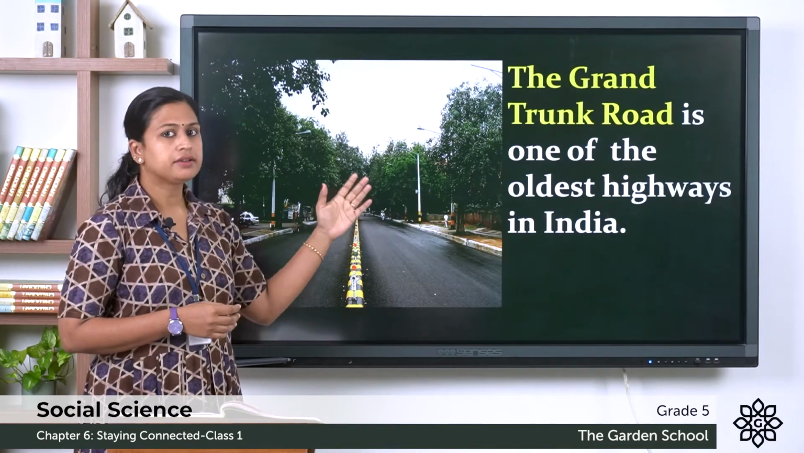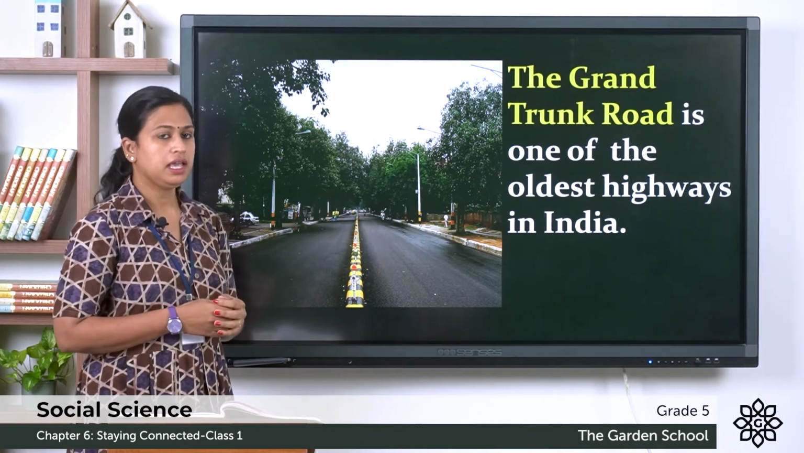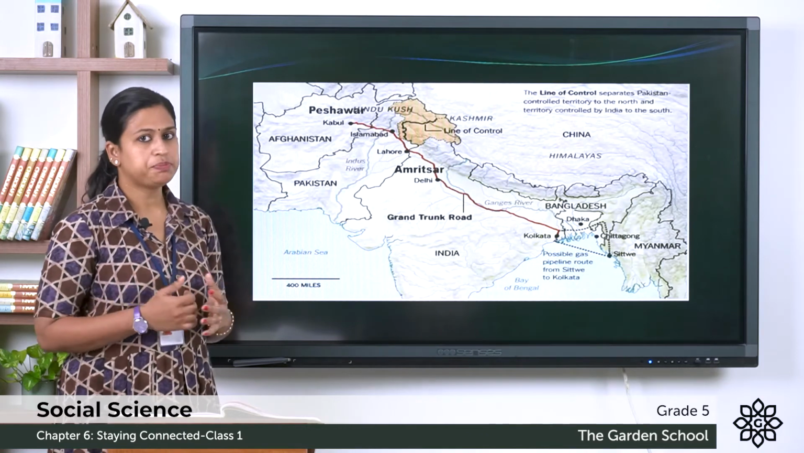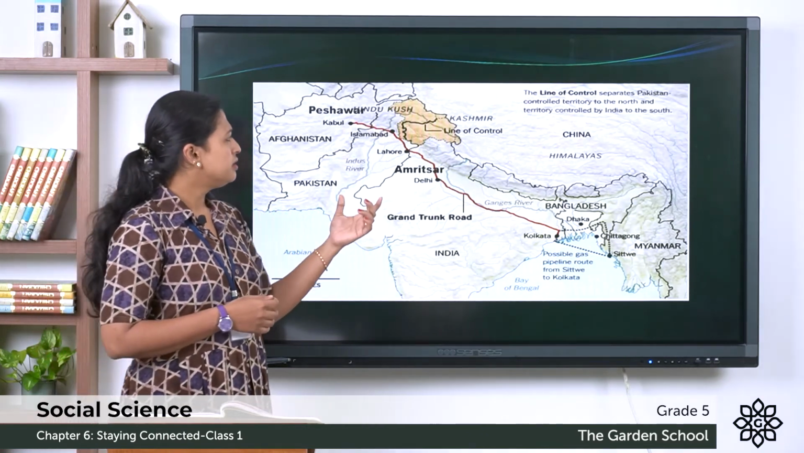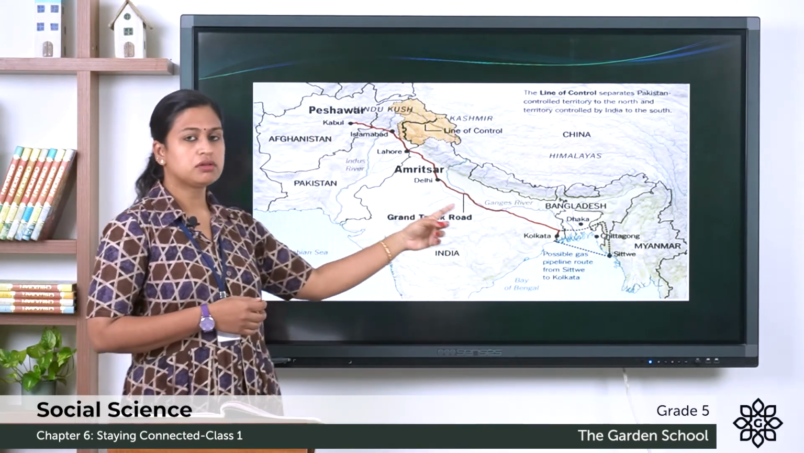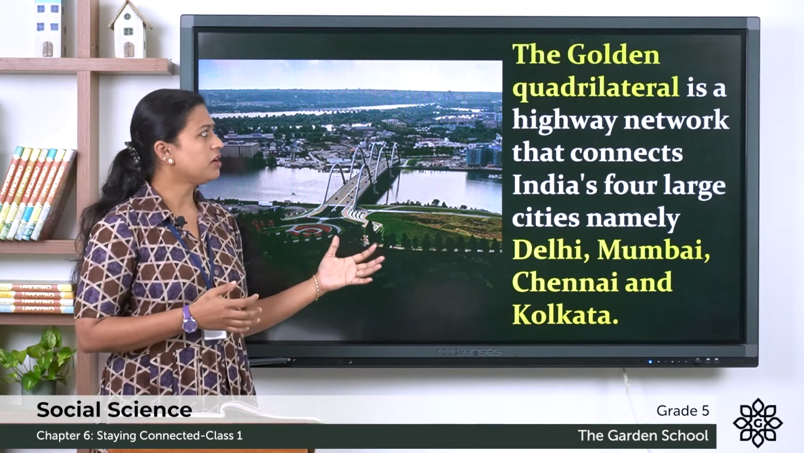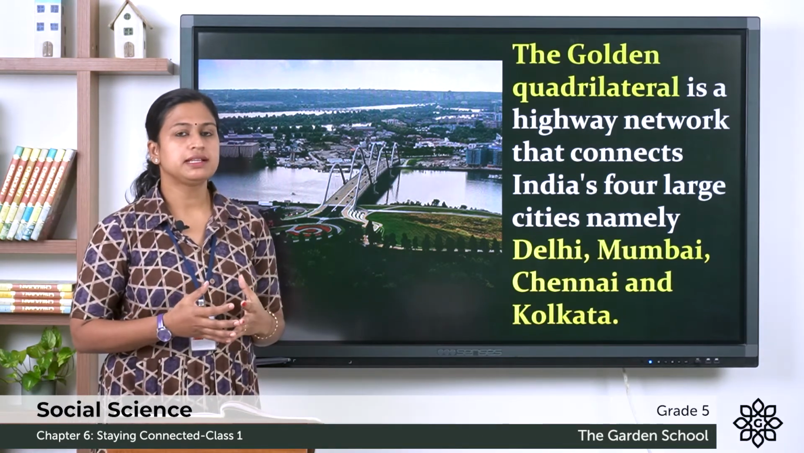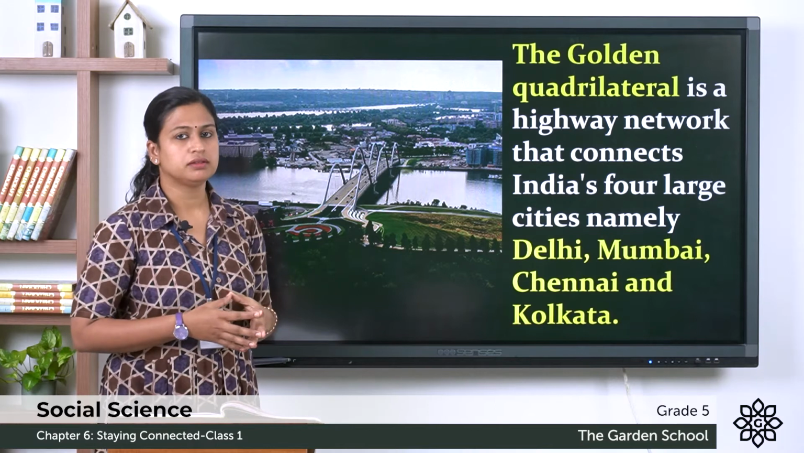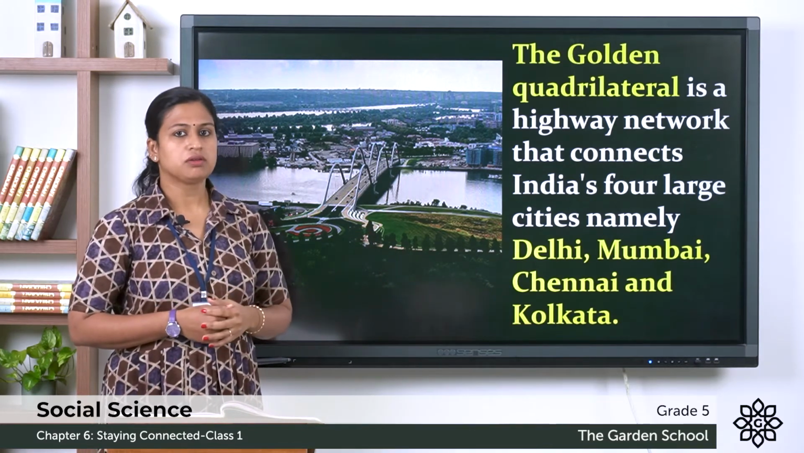This is the Grand Trunk Road and it is one of the oldest highways in India. During the British period, this road connected Peshawar in Pakistan to Kolkata in West Bengal. This is the Golden Quadrilateral Highway which connects the main cities of India. The main cities are Delhi, Mumbai, Chennai and Kolkata.